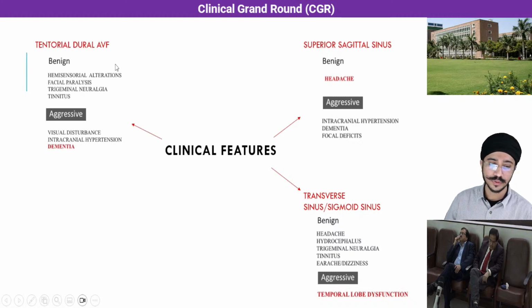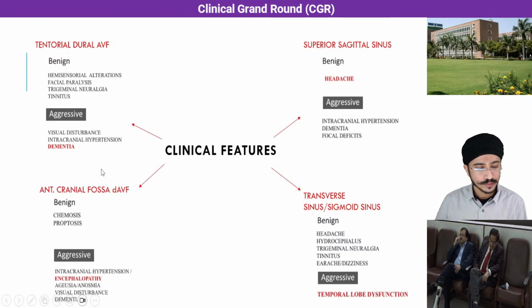In case of a temporal dural AVF, the benign features will be hemisensory alterations, facial paralysis, trigeminal neuralgia, tinnitus. The aggressive features will be visual disturbances, intracranial hypertension, and dementia. In anterior cranial fossa DAVF, the benign features are chemosis and proptosis, while the aggressive features include intracranial hypertension, encephalopathy, ageusia, visual disturbances, and dementia.